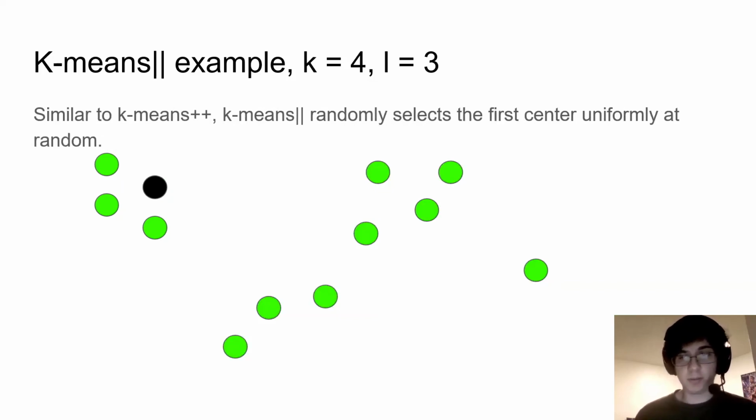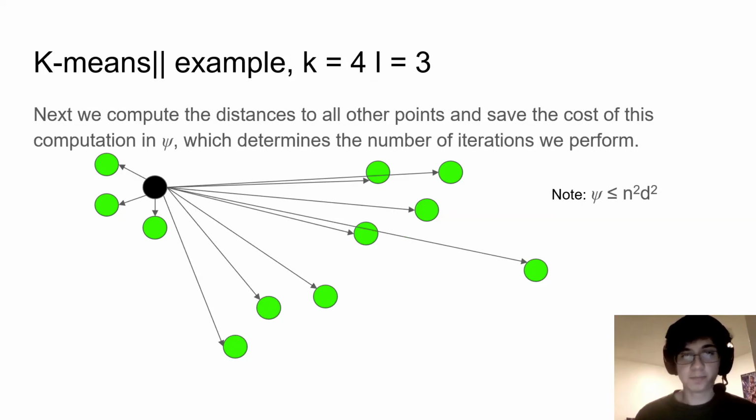So we're going to look for 4 centers, have oversampling factor L equal to 3, and we're just going to start out doing the same thing as k-means plus plus, where we just pick one center uniformly at random. And the next step is to compute all the distances squared, cluster those points together to the first center, and store that in psi, so we have the proper restricting factor for the number of iterations we have to do.